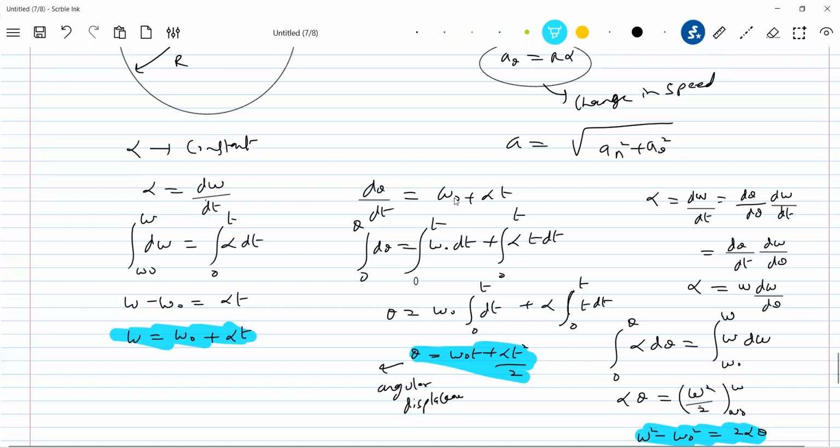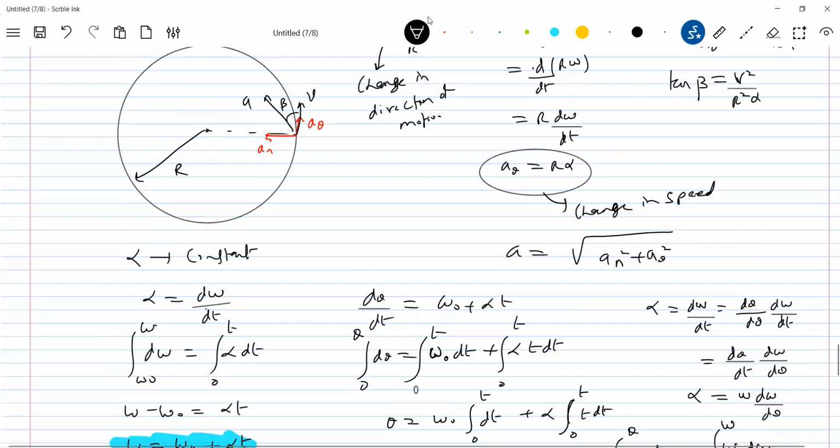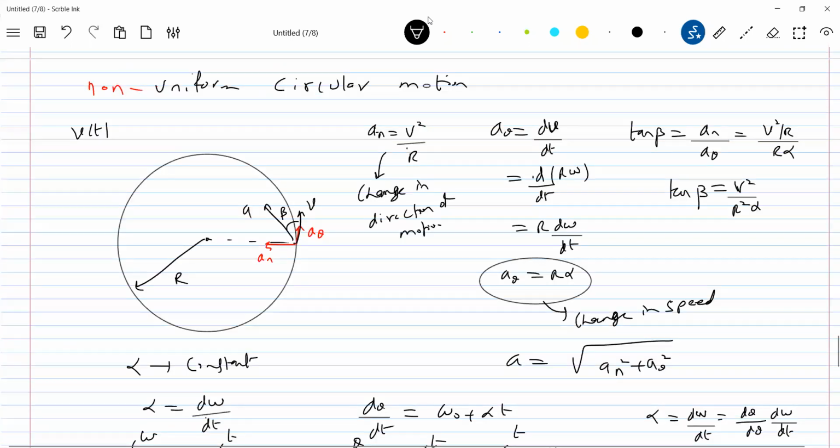If alpha is variable, then I'll go for integration, like what we did in kinematics. So what are the types of numericals you are going to come across? V constant, alpha constant, alpha variable, and alpha can vary with any of the quantities. Then we are going to take help of integration. So this is about the basic circular motion. Now I'm telling you one very important thing: centripetal acceleration. This acceleration is purely due to change in direction of motion.